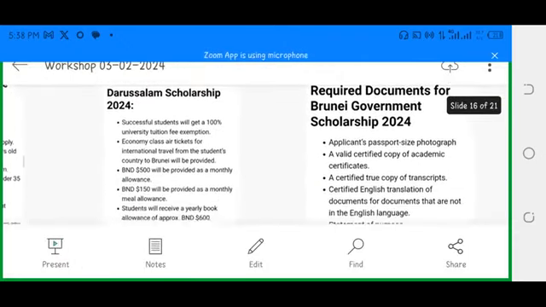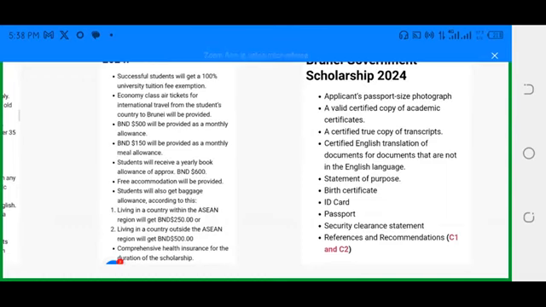The required documents are also passport. We've always emphasized that you have a passport before you start this application process. And then academic certificates, we've also talked about that. Transcripts too, we've also talked about that as a requirement. Certified English translation of documents that are not in English, whatever document you have that is not in English, so that they have a full picture of what they are assessing in terms of qualifications. Then statement of purpose, we've also talked about that.